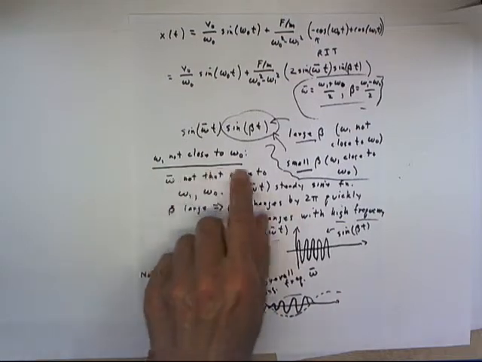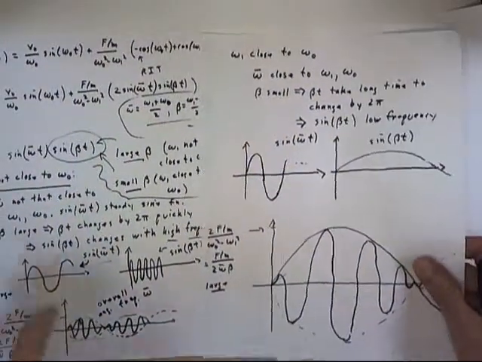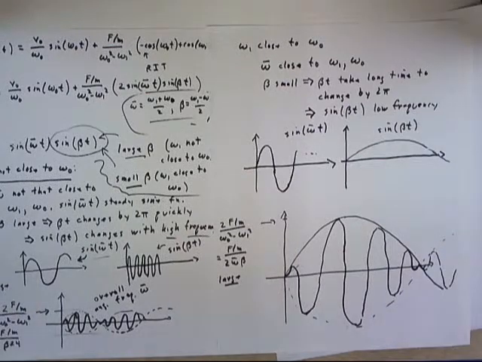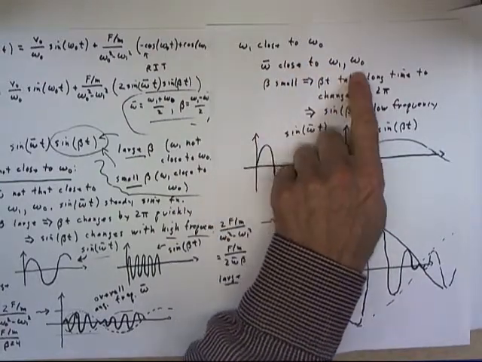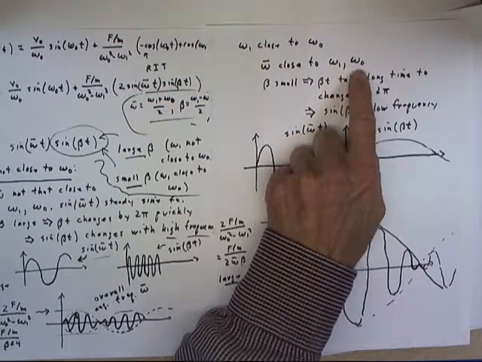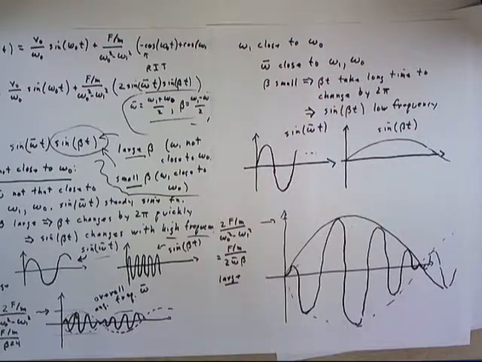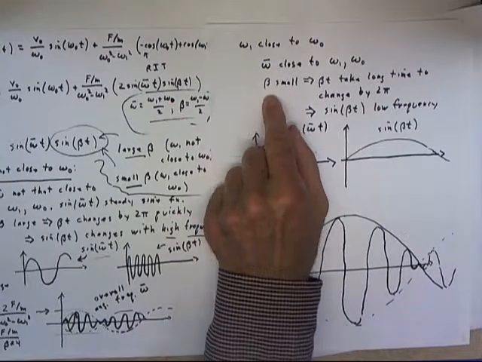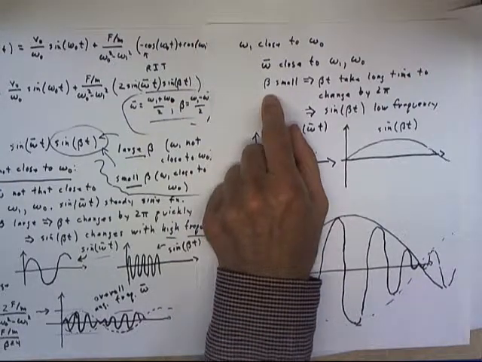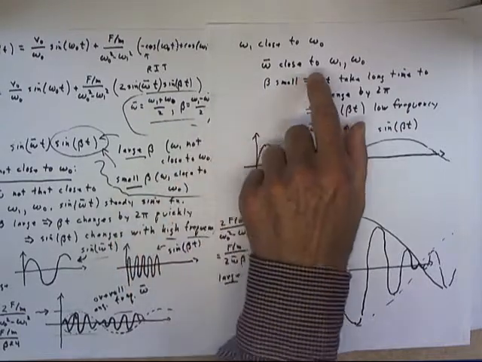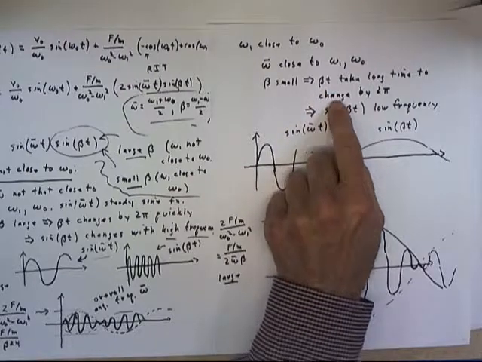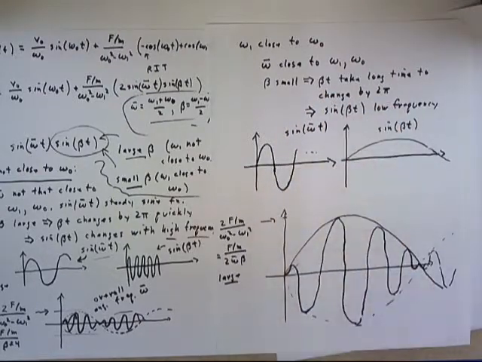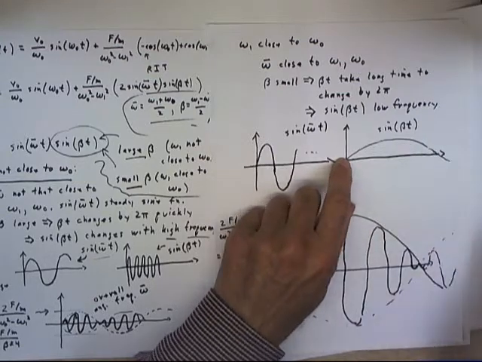On the other hand, if omega 1 is close to omega naught, then we have a situation as depicted here. Omega 1 close to omega naught means that omega bar is going to be close to omega 1 and omega naught, close to our natural frequency, because our driving frequency is close to our natural frequency. A small value of beta, which remember is just half the difference between these two frequencies, means it takes beta t a long time to change by 2 pi, which means that the sine of beta t is going to have a long period.